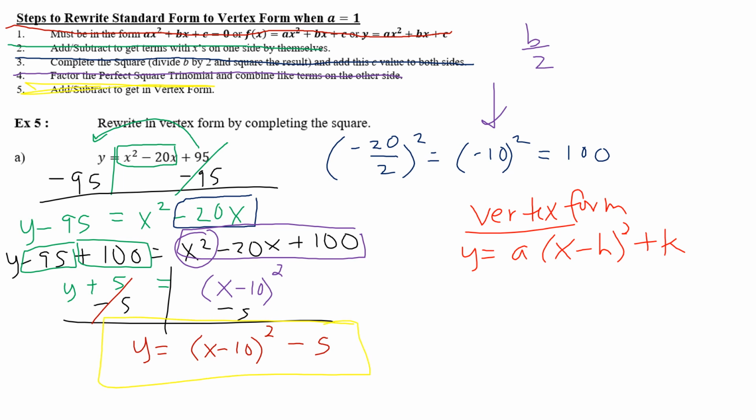Okay, so we did step 5, which was add or subtract to get into vertex form. Now, that yellow part is your final answer. Keep in mind, if I wanted you to find the vertex at this point, you could. I'm not asking you, but just know that you could. Remember, opposite of H, keep K the same. All right.